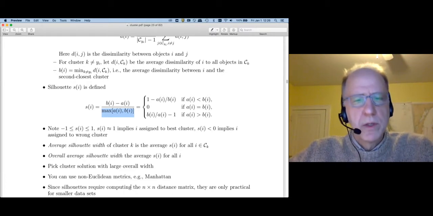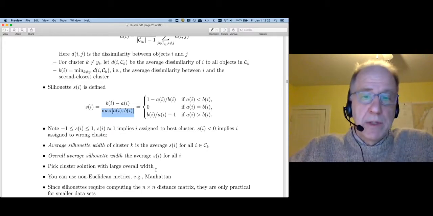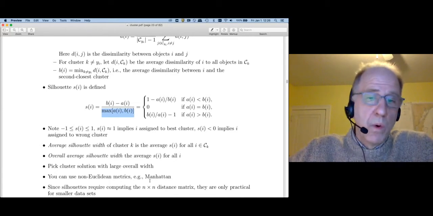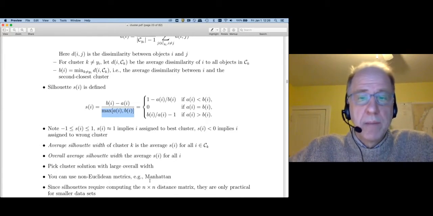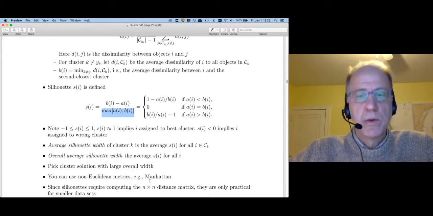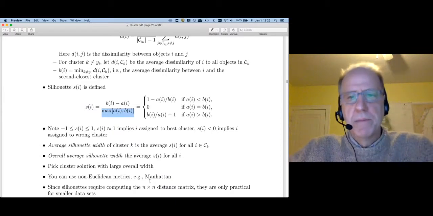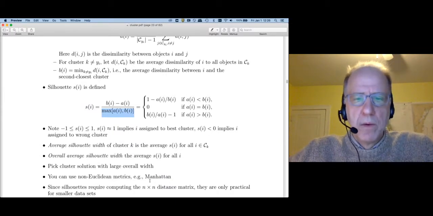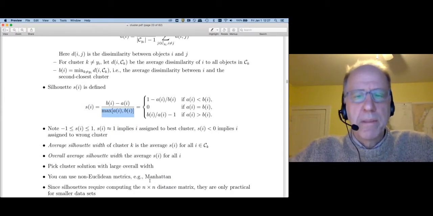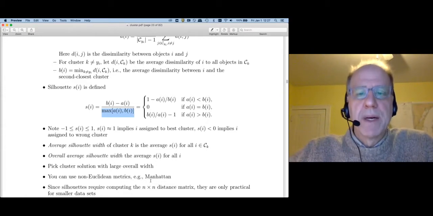Now, a couple points to notice. We don't have to use Euclidean metrics, so we could use the Manhattan metric, or we could use some categorical metric like the Jaccard coefficient or the matching coefficient. Those are some metrics that we'll cover next week. We'll talk about Jaccard and matching in about 2 weeks when we talk about distance metrics.